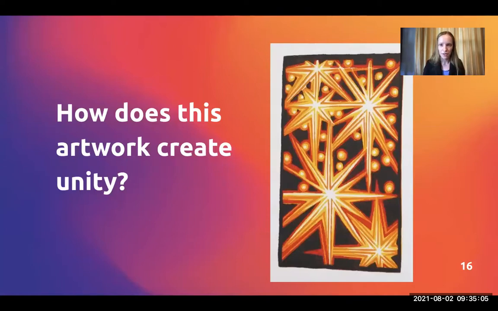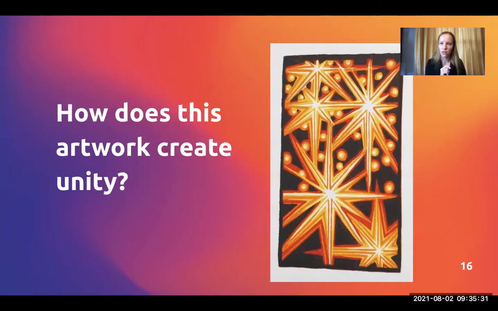I think this image is creating unity by repeating this star shape several times. I count 1, 2, 3, 4, 5 stars, and they're in different parts of the picture. Some are even almost touching or overlapping. And he's filling the space with these beautiful dots. So those dots and those stars work together to fill the whole print and create a beautiful unified composition.